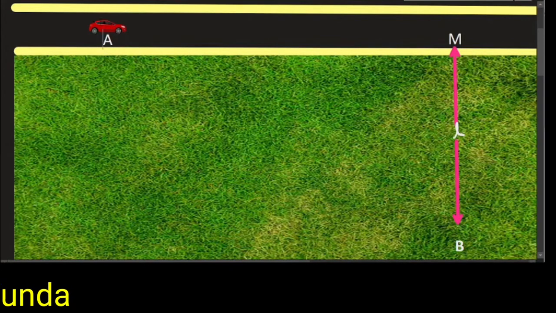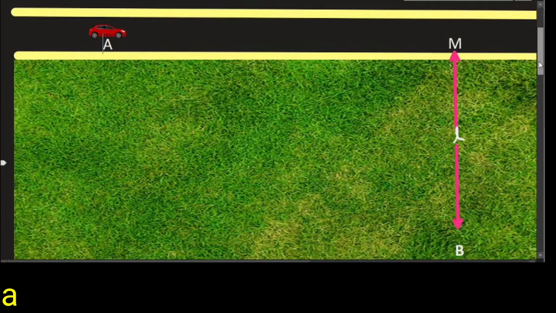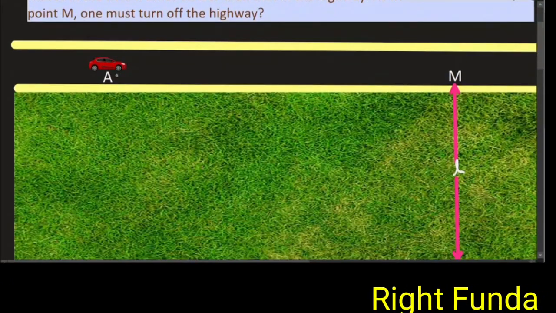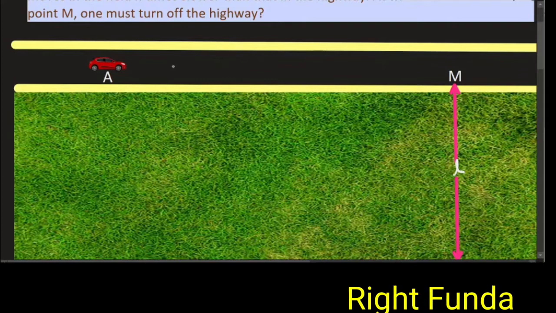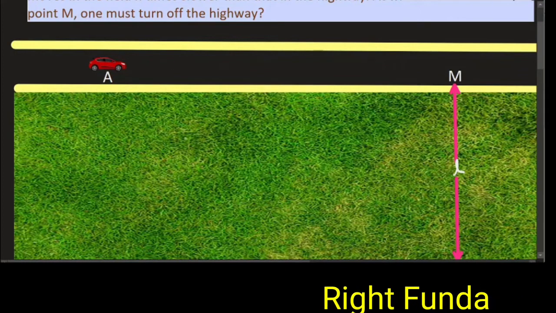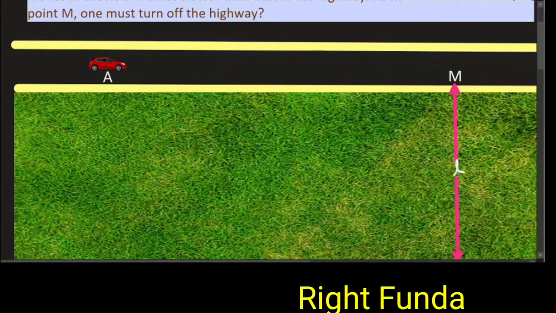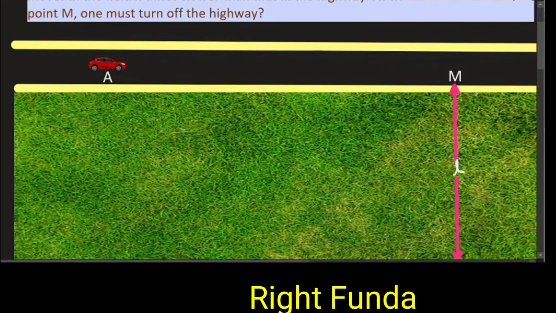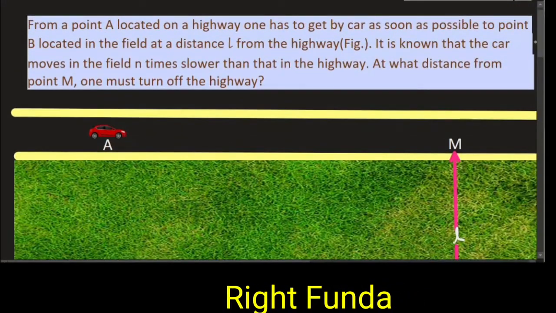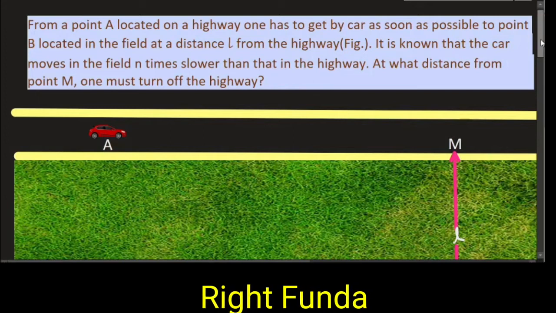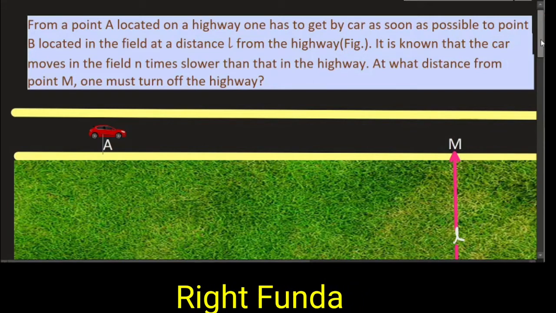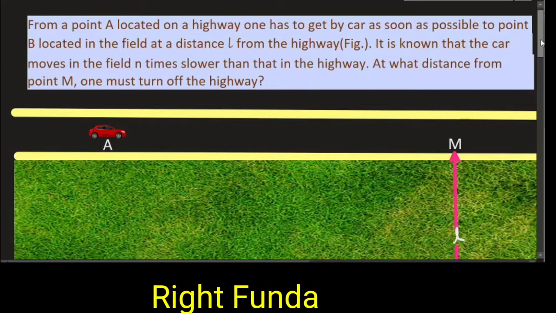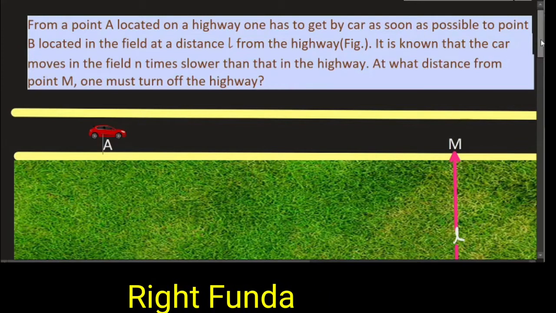Different possible paths may be possible from A to B. So how can it move so that it reaches in the least possible time? The speed of the car on the highway is whatever speed is there, and it travels n times slower in the grass field. Suppose here the speed is x, there it will be x by n. So now you have understood the question. Now you may pause the video and try solving the problem. After trying, you can resume the video and see the solution. I'll be discussing the solution right now.